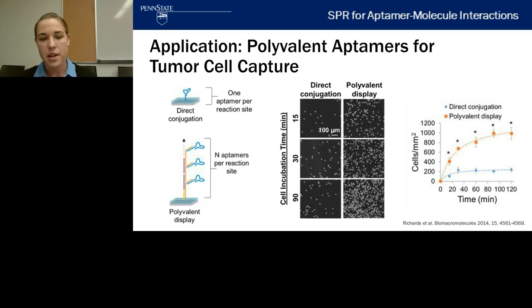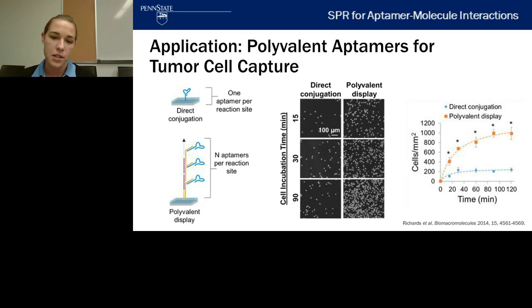So in this case, the aptamer is specific for a surface receptor on a circulating tumor cell line. And we can compare the surface reaction sites with one aptamer per reaction site, which we call direct conjugation, to multiple aptamers per reaction site in our polymeric display. And this is done on a hydrogel surface.